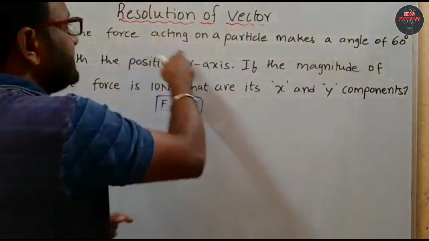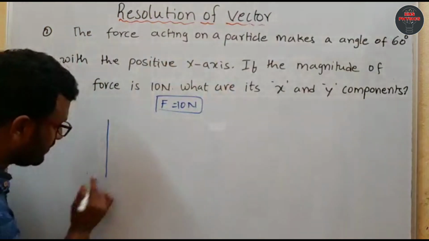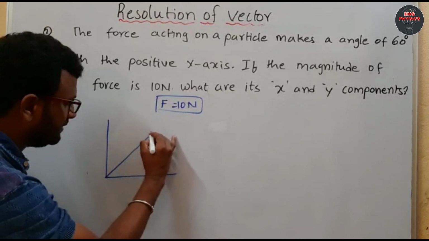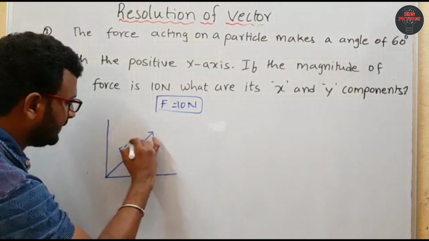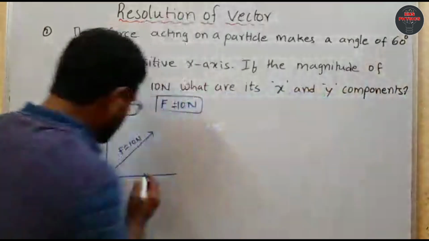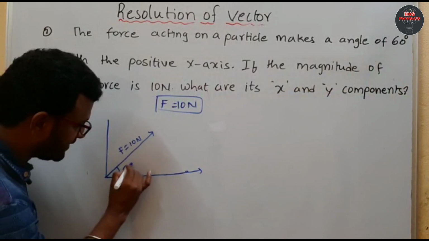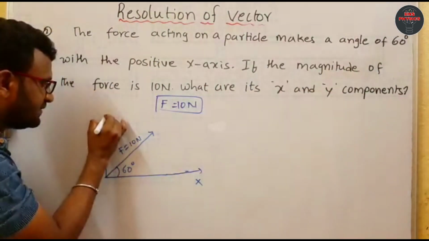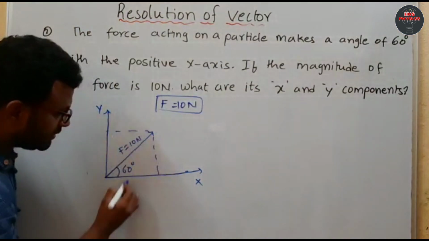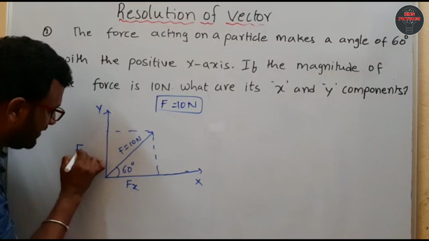The force is acting on a particle. I am taking this as the x-axis. The force F is 10 Newton, and the force is acting in this direction. This force makes an angle theta with the positive x-axis. This is the positive x-axis and this one is the positive y-axis. The force components are Fx along the x-axis and Fy along the y-axis.